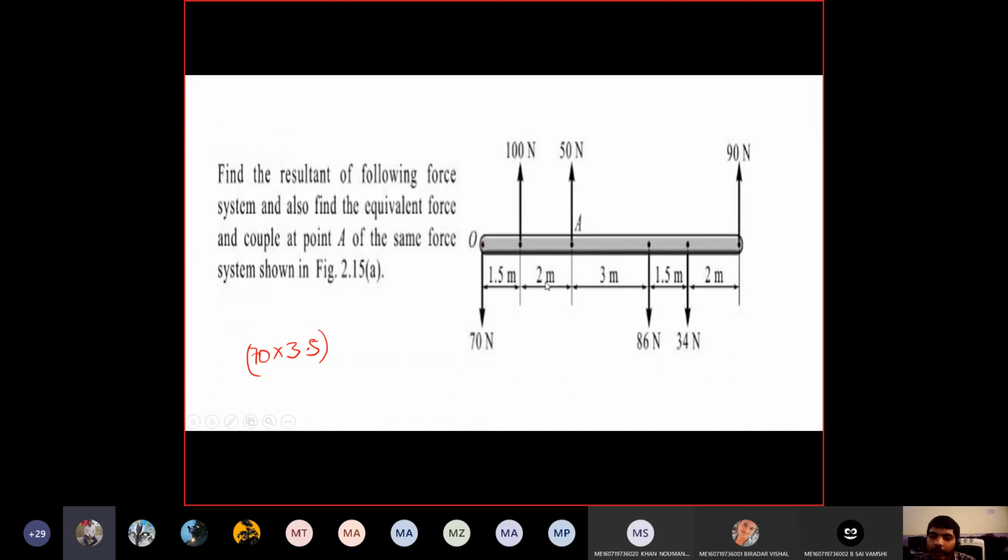By applying Varignon's theorem, we have calculated the separate distance. Okay na? Now in our question, he told us to calculate the couple at point A. That is the reason why I am considering this point. Vamshi, your doubt is clear or not?